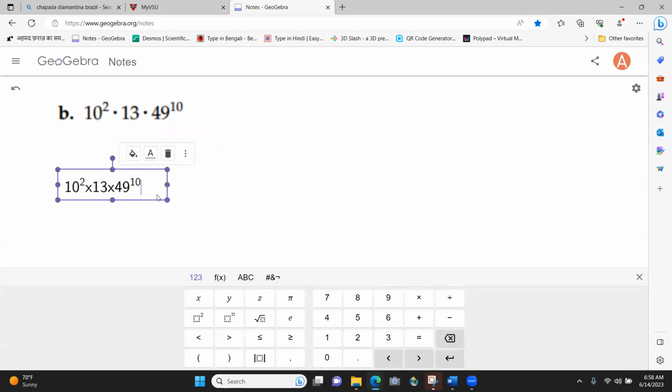Now, 10 is not a prime, but it can be expressed as 2 times 5, and both are prime. So I'm going to do that, and don't forget the power. And 13 is 13, good news. And 49 is 7 squared, 7 times 7. You can write 7 times 7, and don't forget the power.